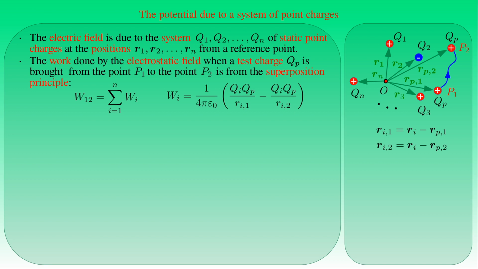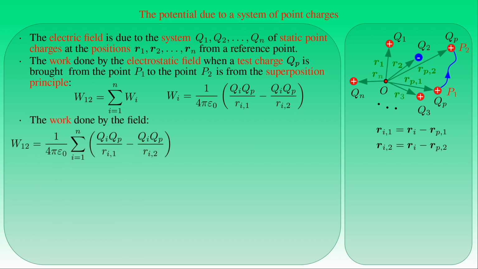We already determined the work done by the electrostatic field due to a single point charge, and we found that it is equal to 1 over 4 pi times epsilon naught, times the difference between the product of Qi and Q_P over r_i1 and the product of Qi and Q_P over r_i2. Here Qi denotes the ith point charge in the system, and r_i1 and r_i2 are the distances of the point charge Qi from the points P1 and P2, respectively. Then the work done by the electric field due to the system of point charges is given by 1 over 4 pi times epsilon naught, times the sum of the differences between the product of Qi and Q_P over r_i1 and the product of Qi and Q_P over r_i2, for i from 1 to n.